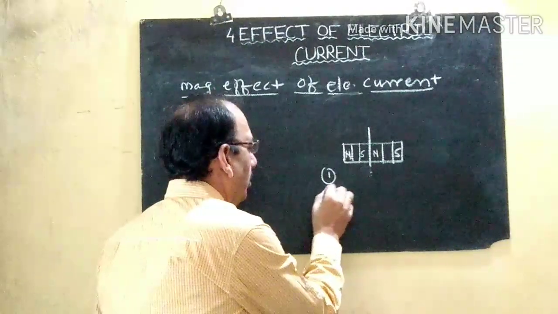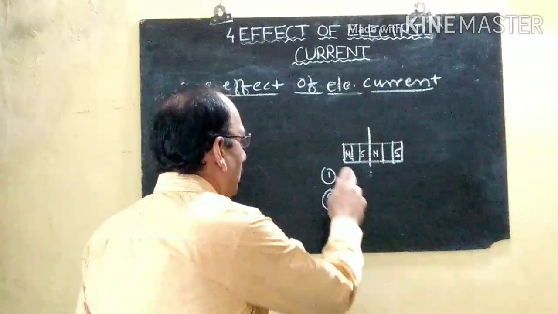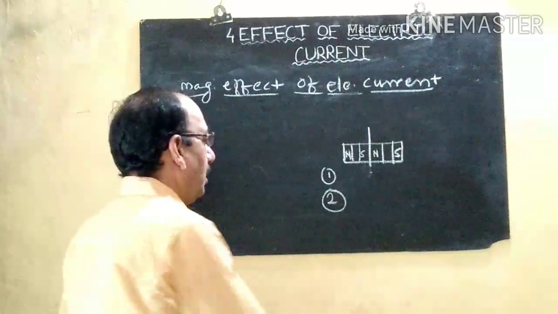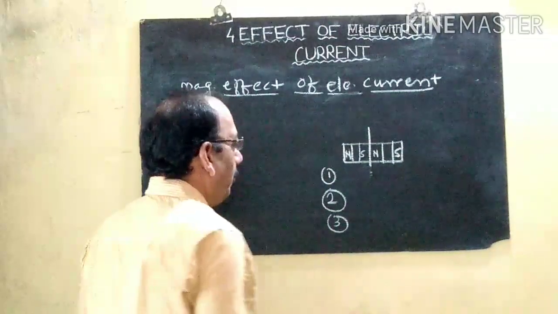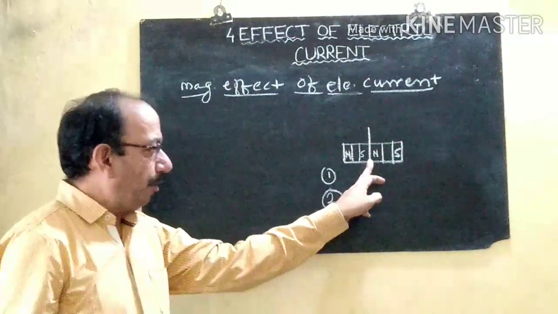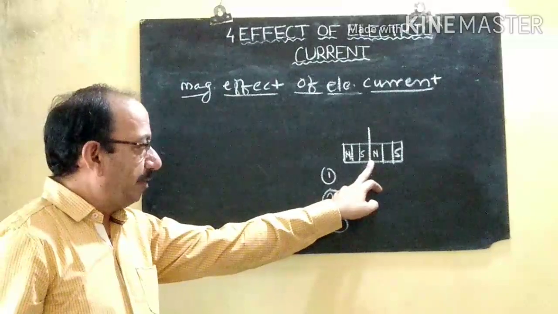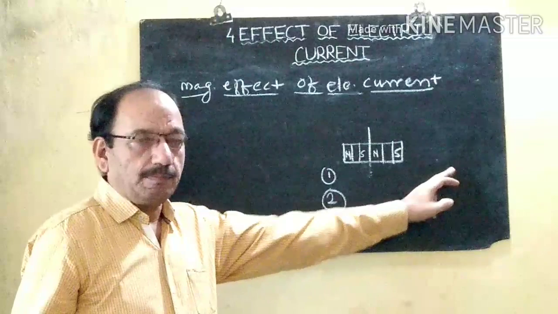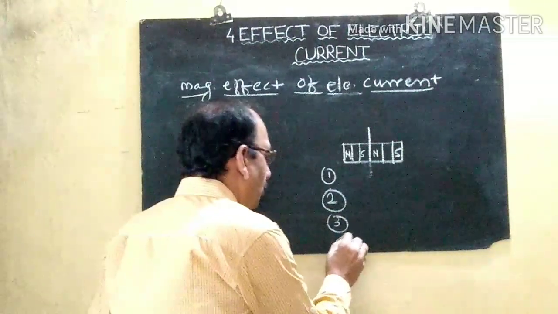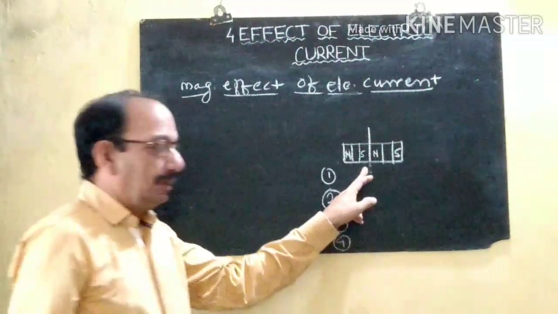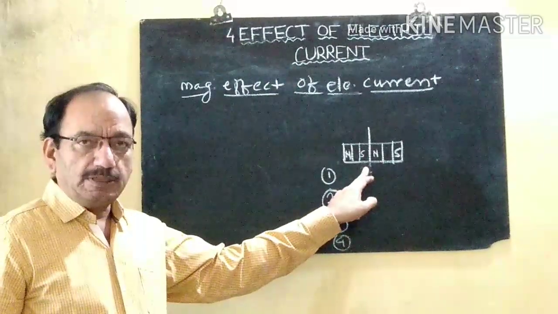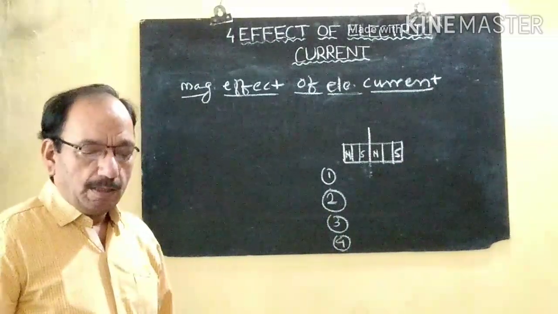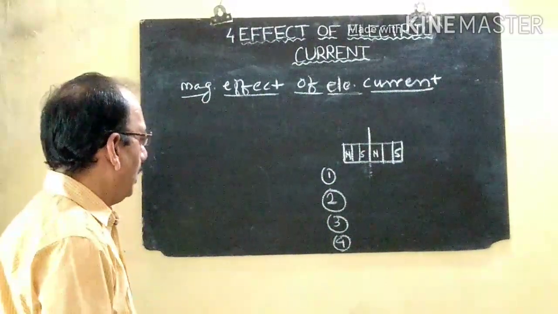Another property of a magnet is that the magnetic force is very strong at the pole side. Third property: when we suspend this magnet with the help of a thread, it will settle in the north and south direction. And the fourth property of a magnet is that there is attraction between opposite poles of the magnet and repulsion between the same poles of the magnet.